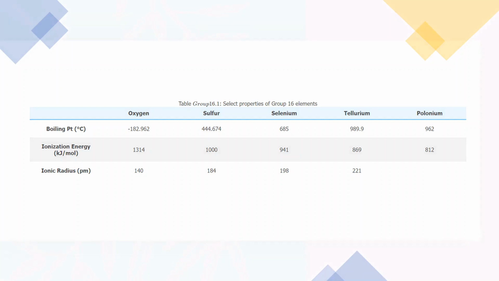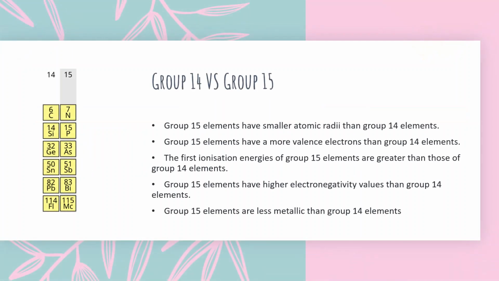Now, group 14 versus group 15. Group 15 has smaller atomic radii than group 14 elements. They also have one more valence electron than group 14 elements. The first ionization energies of group 15 elements are greater than those of group 14 elements in the same period as them. Group 15 elements also have higher electronegativity values than group 14 elements and are less metallic than group 14 elements.